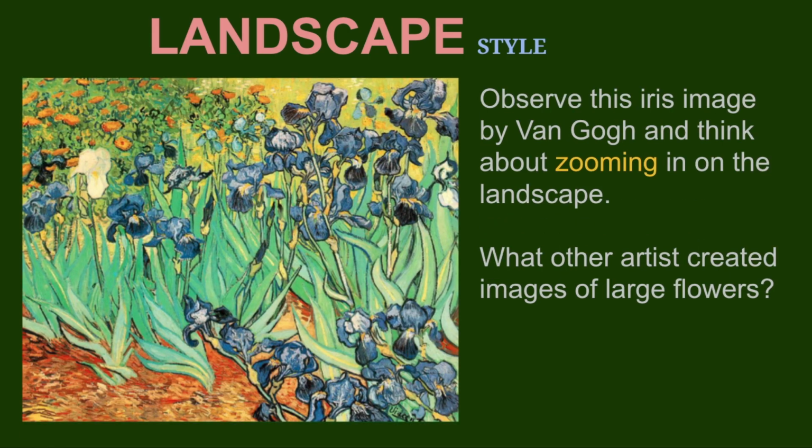Another way that you could create your work would be to zoom in on the objects that you are trying to portray. So for example, this happens to be a bunch of iris flowers that Van Gogh zoomed in on instead of showing the entire layout of the garden or the backyard or wherever he was painting these flowers from.